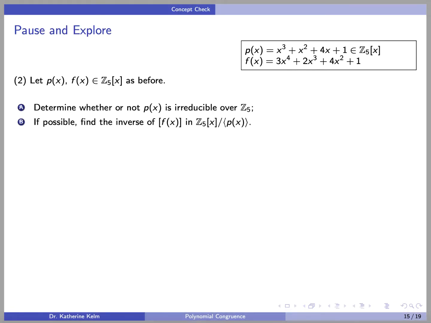Here's our other concept check for this video. We're going to let p of x and f of x be as before. These are polynomials with coefficients in Z5. Part A, determine whether or not p of x is irreducible over Z5. And part B, if possible, find the inverse of the class of f of x in the quotient ring of polynomials with coefficients in Z5 modulo the ideal generated by p of x. So pause the video and come back when you have a solution.